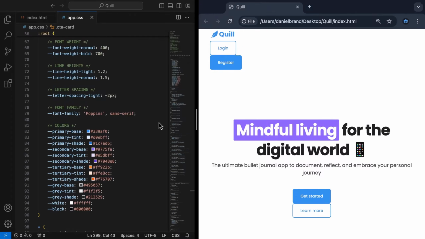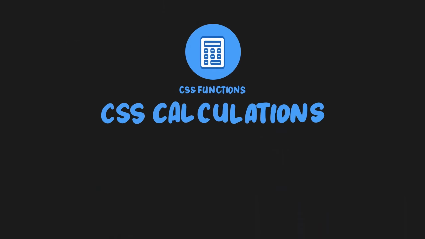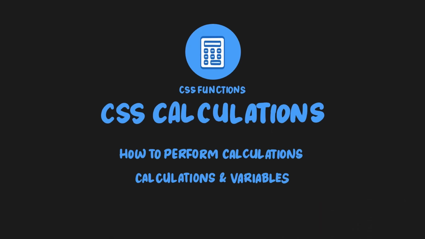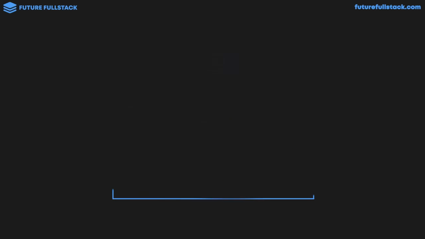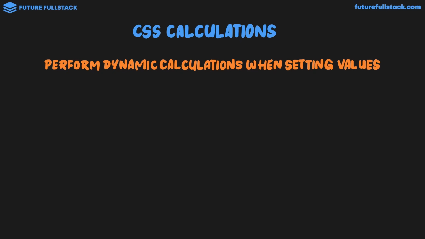Next up, we'll explore how to perform dynamic computations directly in your styles with CSS calculations. We'll be discussing how to perform calculations and calculations in variables. So what are CSS calculations? We can perform dynamic calculations when setting values. And it looks like this.